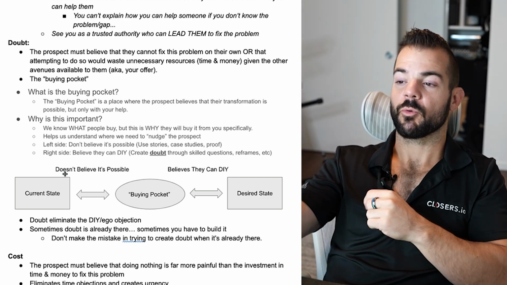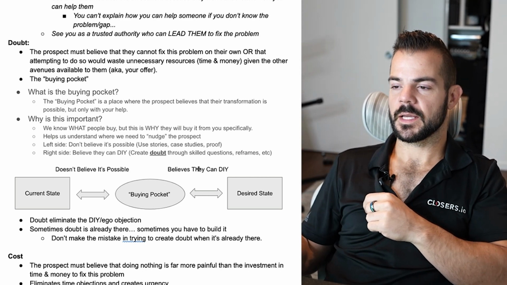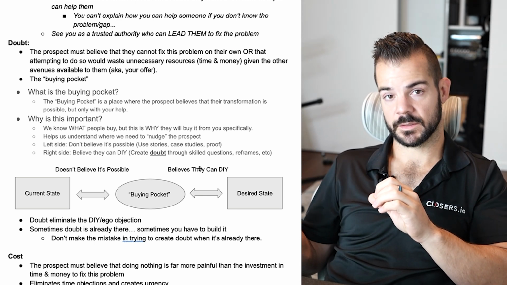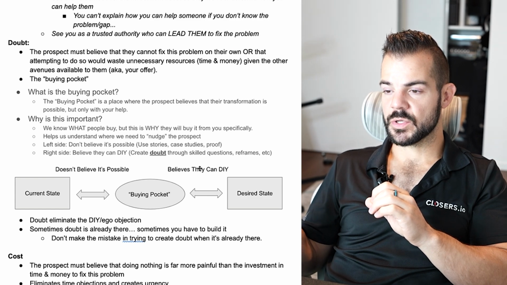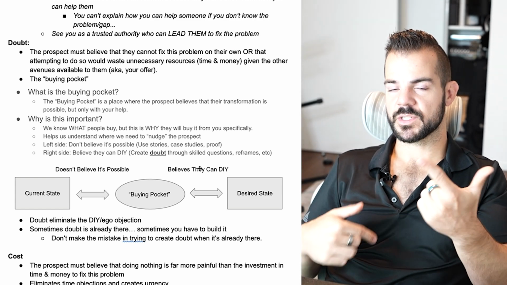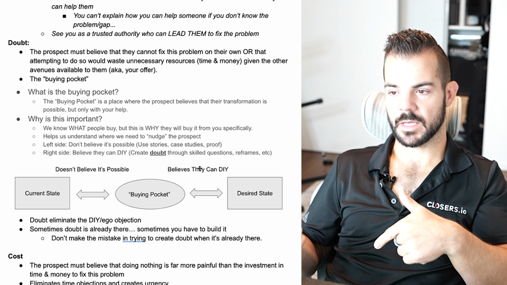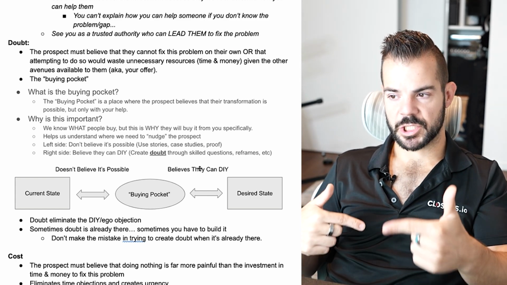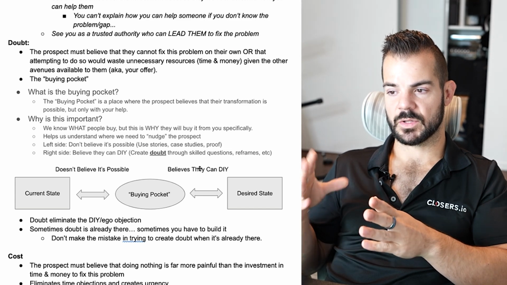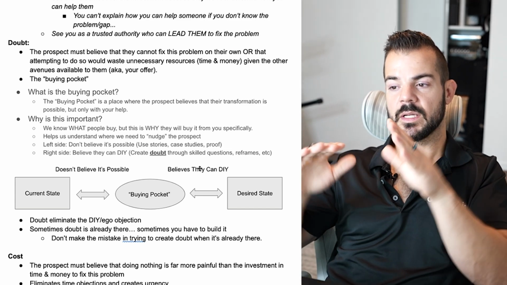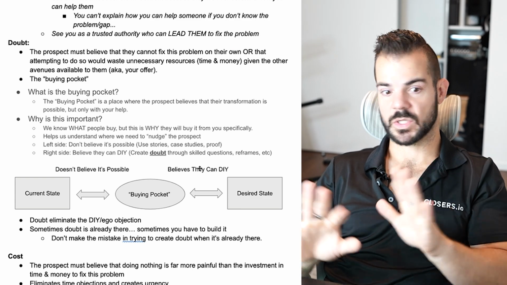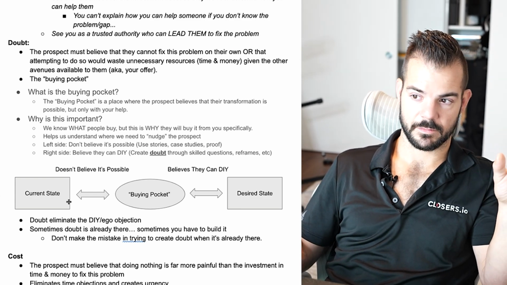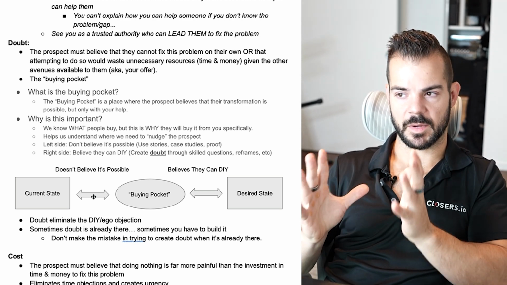Now, the right side, okay? That one is they believe they can do it themselves. Here, what we need to do is create doubt through skill questions and reframes, okay? So it's kind of keeping people's ego in check. Sometimes the doubt's already there. We just need to build it. Sometimes the doubt's already there, and we don't want to add any more doubt, or we knock them over to the left, right? So again, how do you know they're in the buying pocket?